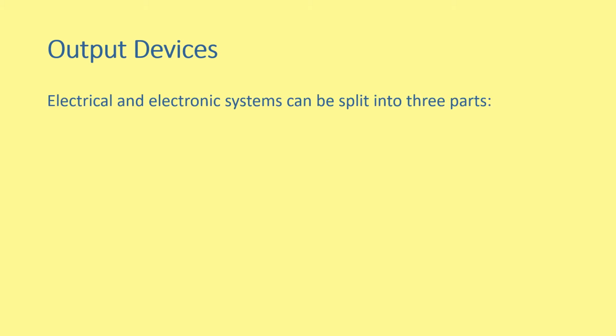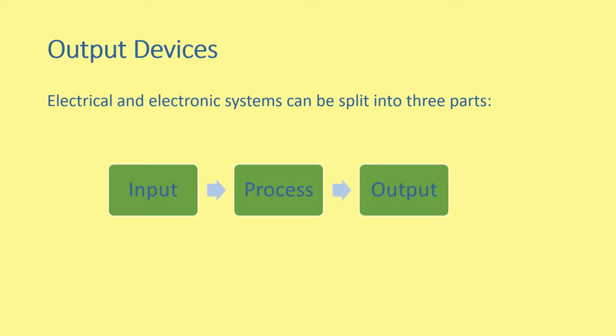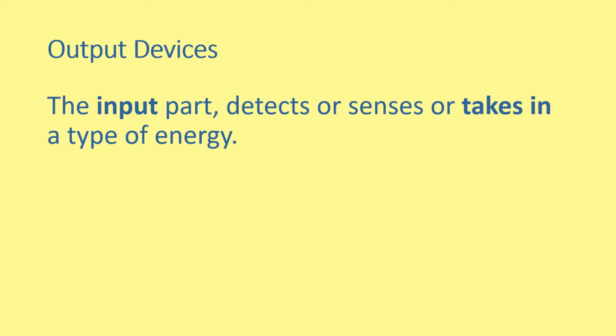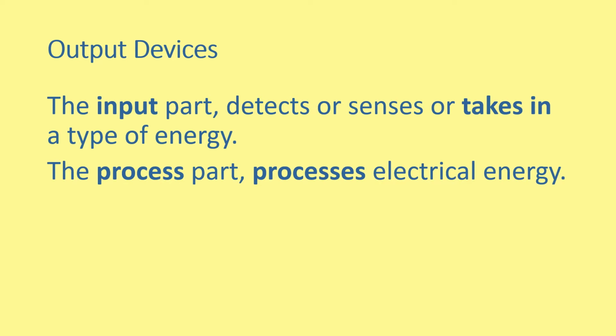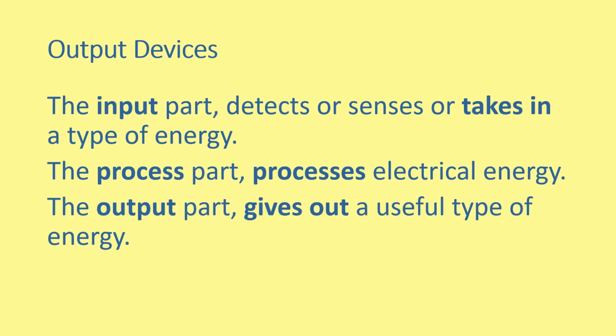Electrical and electronic systems can be split into three parts, as we reminded before: input, process, and output. The input part detects or senses or takes in some type of energy. The process part processes electrical energy, and the output part gives out a useful type of energy for whatever the purpose the circuit is designed to do.